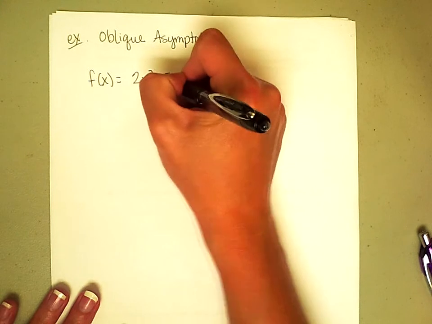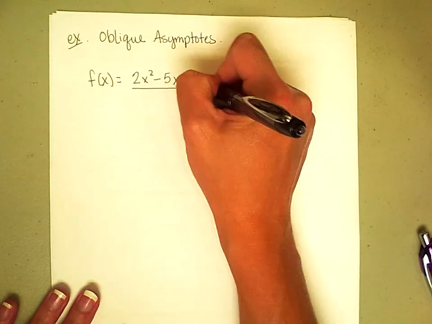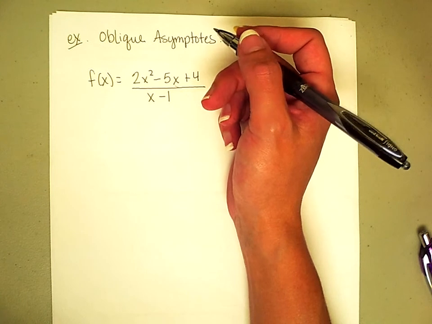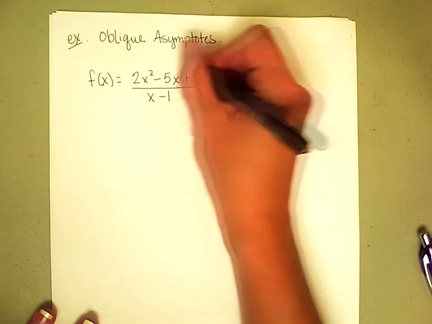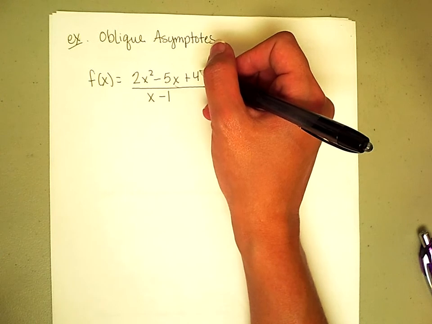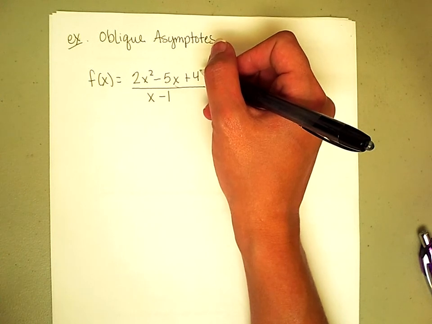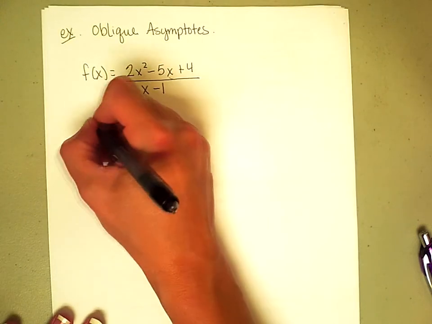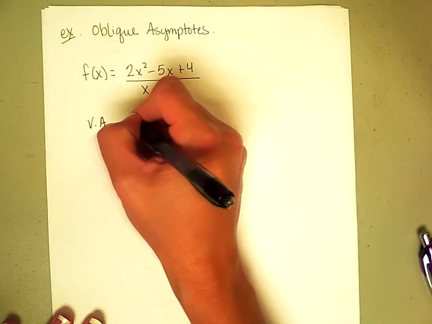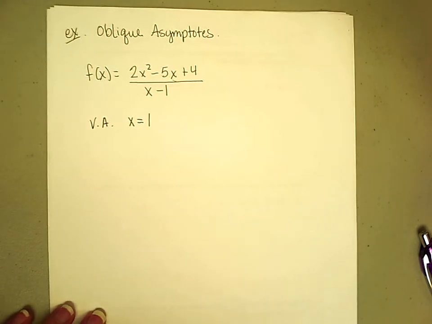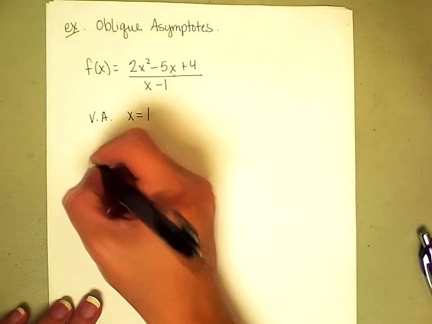Okay, so for example, f of x is equal to (2x squared minus 5x plus 4) over (x minus 1). This will not factor, certainly not factor into x minus 1. So we can conclude there will be no canceling, and our vertical asymptote happens when x equals 1.